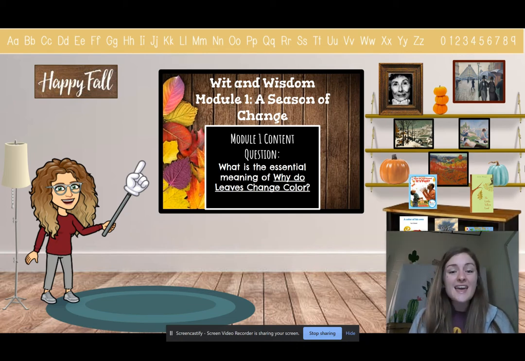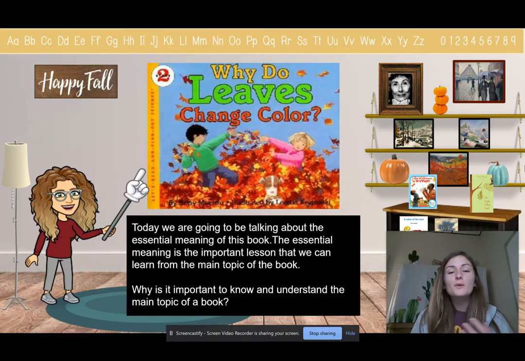So today, our pizza bite question is, what is the essential meaning of Why Do Leaves Change Color? Yesterday we talked about important key terms that we could use to figure out the main idea, the main topic of our book, Why Do Leaves Change Color?